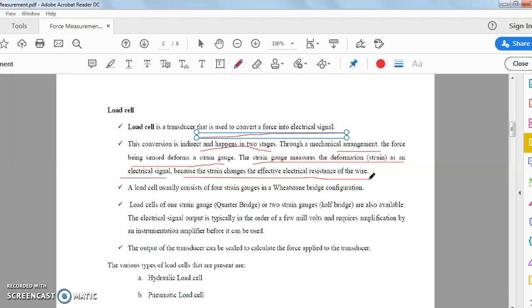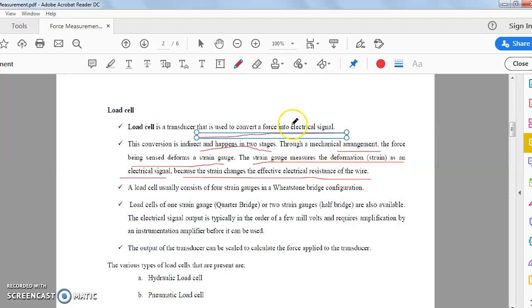So in the load cell also, first the load, the force, is converted into an equivalent strain. Then with the help of the strain gauge you convert that strain into an electrical resistance, and that resistance gives you the final value from which you will be able to calculate the applied load or applied force. So force is first converted into equivalent strain, then strain is converted into an electrical signal in terms of resistance. That is very easy.